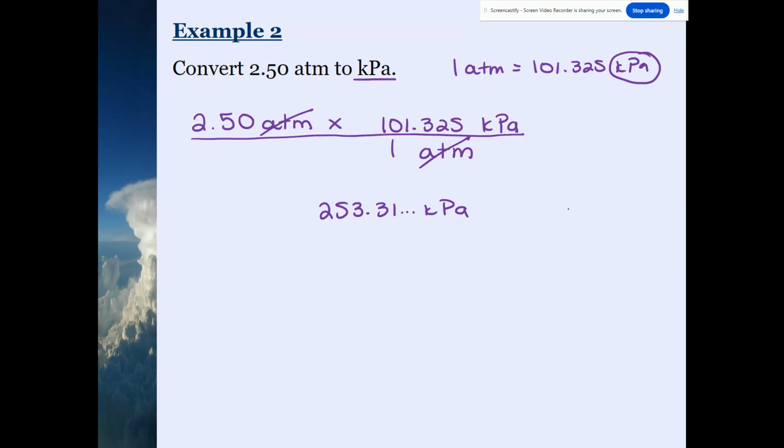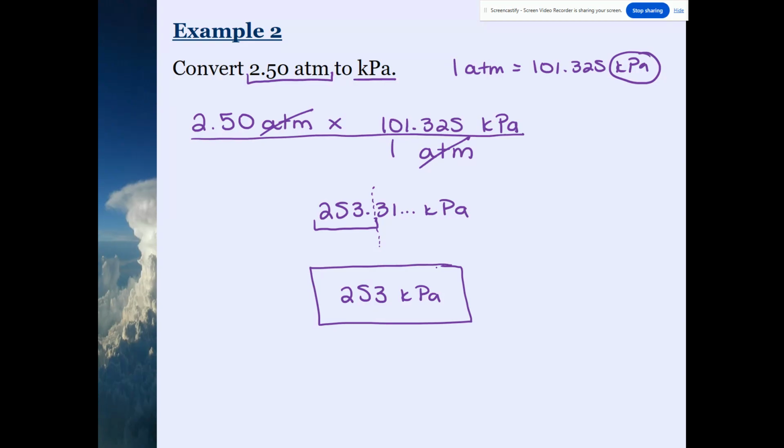And again, if this is used in subsequent calculations, I leave it unrounded. But if it's a standalone question, I have 3 sig digs in my question, so I want 3 sig digs in my answer. That doesn't cut off the decimal, so I don't need to put it in scientific notation. I just need to round it. I'm cutting off a 3, which doesn't round it up. So it's 253 kilopascals.